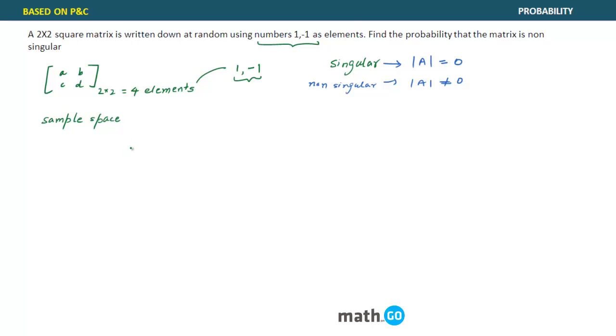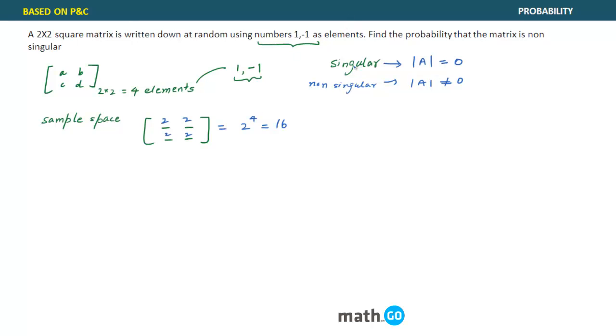How many matrices are possible? Let's again put the dashes. So these are the 4 dashes. And in how many ways could each dash be filled? Yes, in 2 ways. So the total number of matrices that you can form is 2 raised to power 4. That means 16 is the sample space. 16 total matrices are there which will have elements as 1 and minus 1 only.